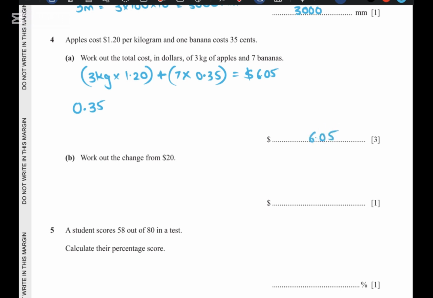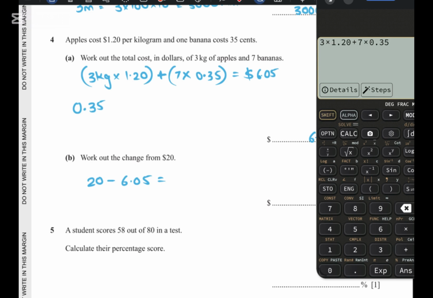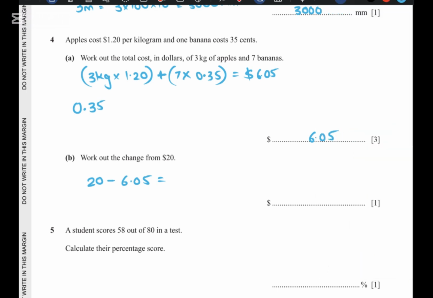Question number B. Work out the change from $20. So now the person who buys these has given $20 and will get back the change. So to find that change, what we have to do is subtract $6.05 from 20. 20 minus 6.05 is 13.95. So this is the change received. So it is 13.95.